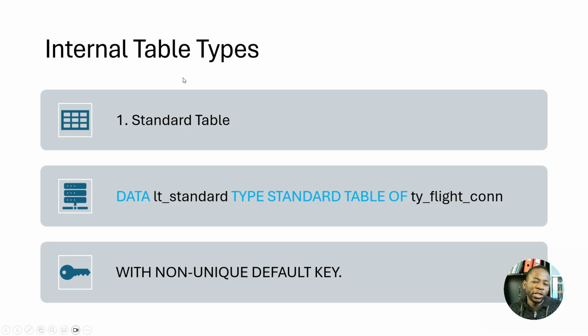When we are talking about internal tables generally, there are also different types of internal tables. You have the standard table, the sorted table, and the hashed table. If you want to define a standard table, you say data, the variable name, then type standard table of your structure, with non-unique default key. Let's look at it in Eclipse.